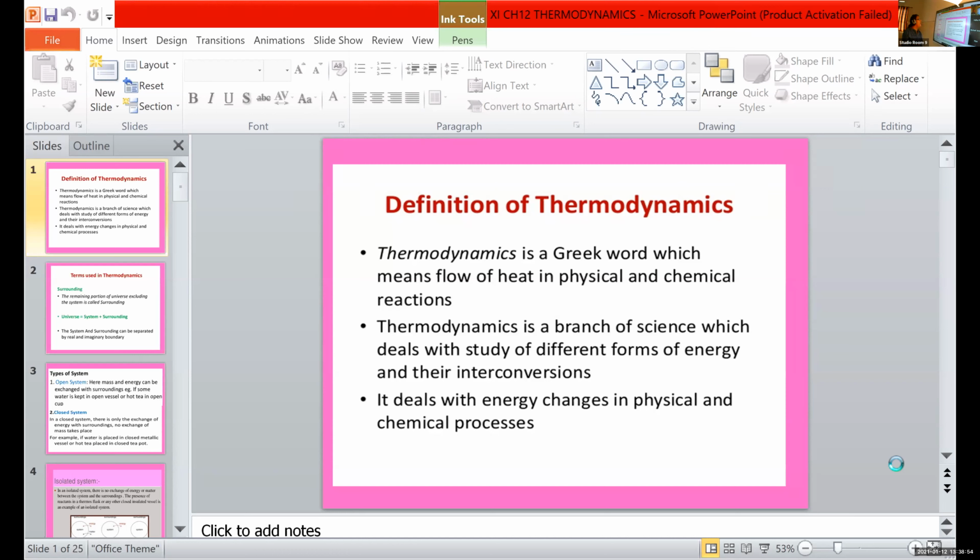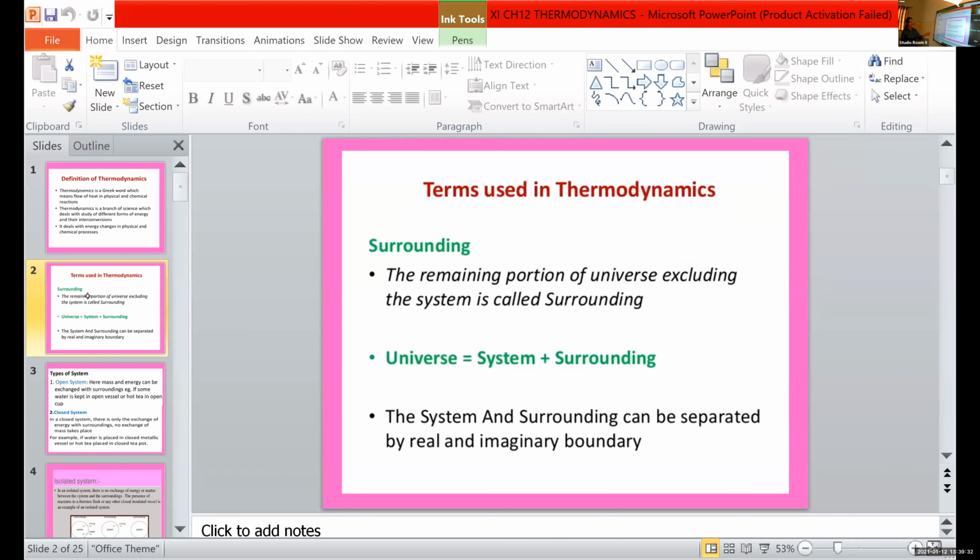So another way of understanding thermodynamics is that it is the flow of heat in physical and chemical reactions. And it is not only that. Thermodynamics also deals with the energy changes in physical and chemical processes.